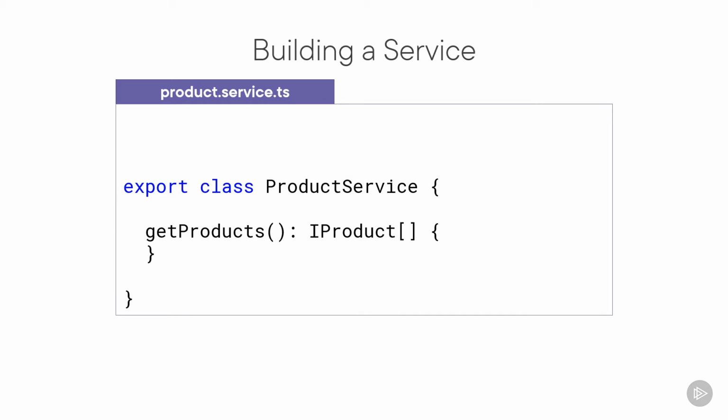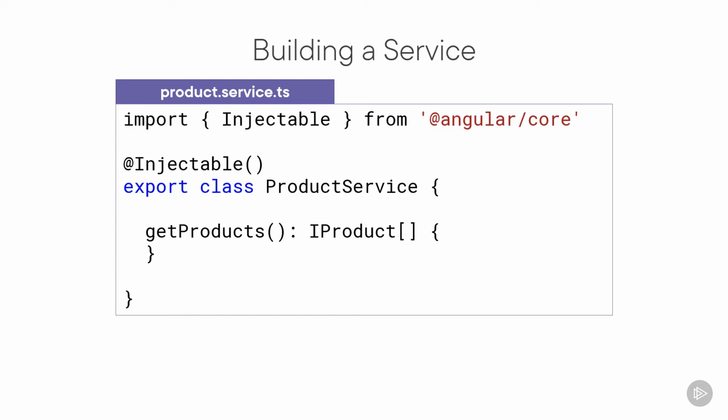Here is the class. We export it so the service can be used from any other parts of the application. This class currently has one method, getProducts. This method returns an array of products. Next, we add a decorator for the service metadata. When building services, we use the injectable decorator. Lastly, we import what we need, in this case, injectable. Now let's build our service.